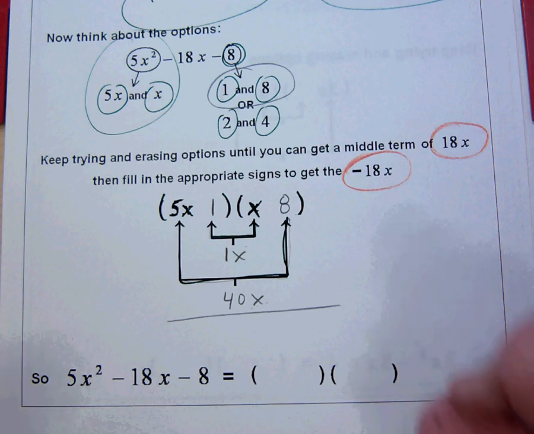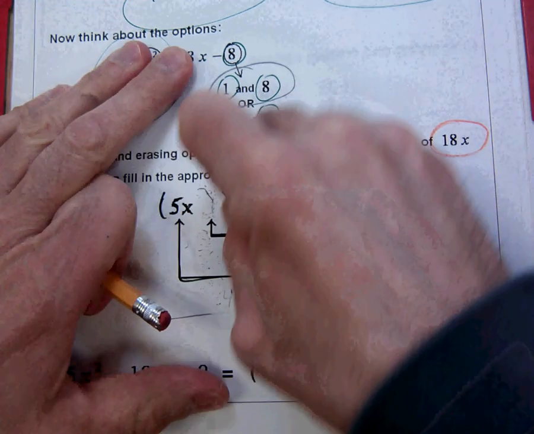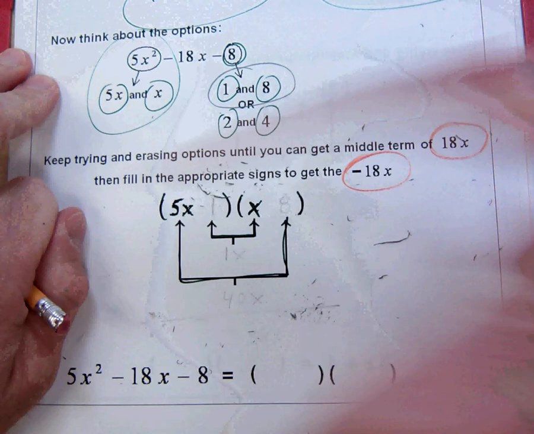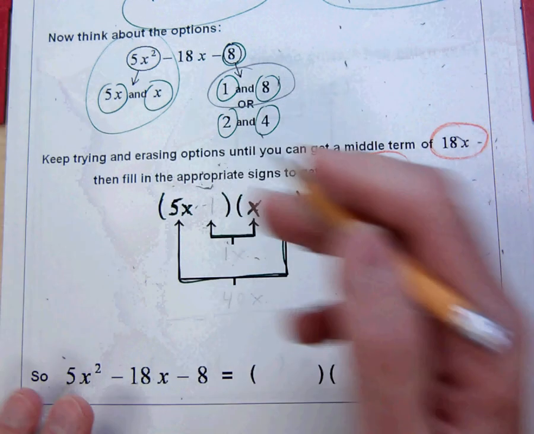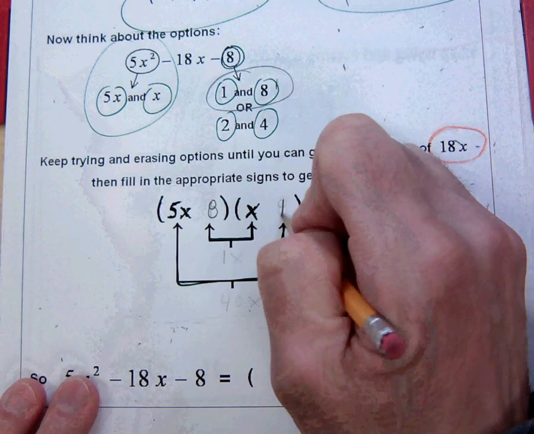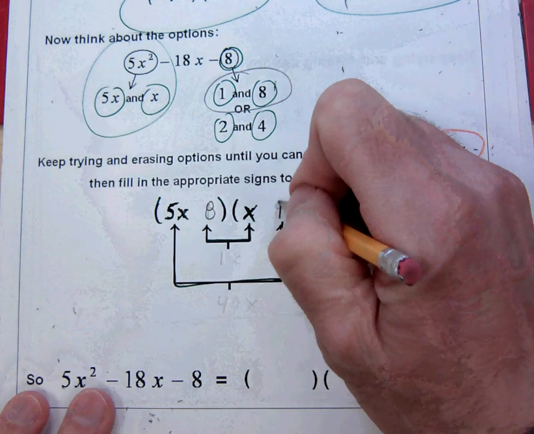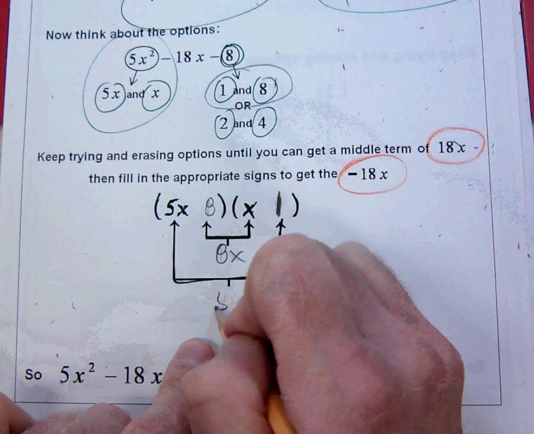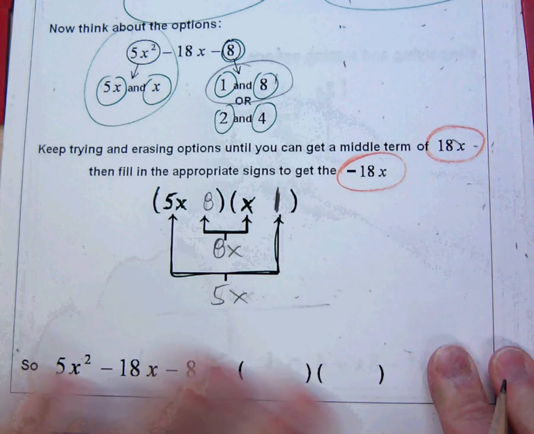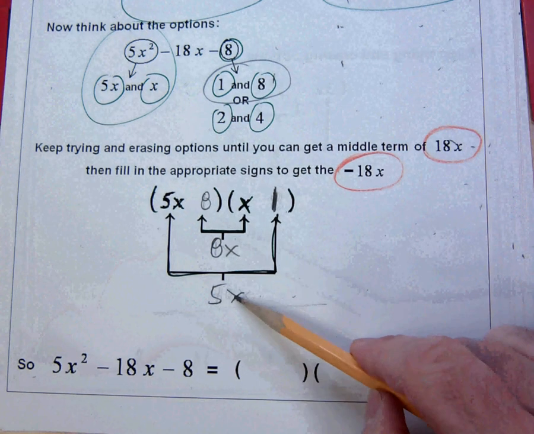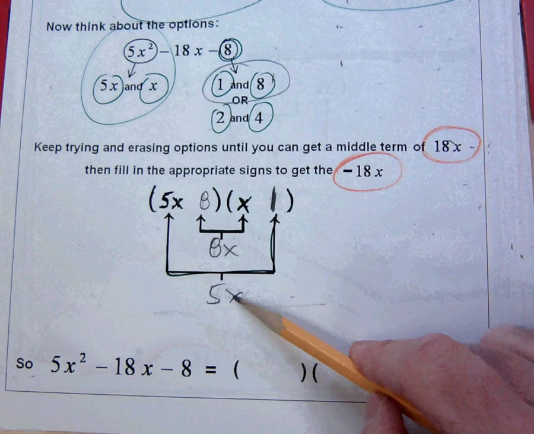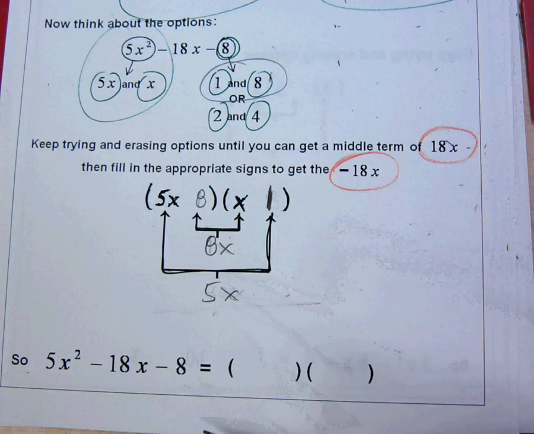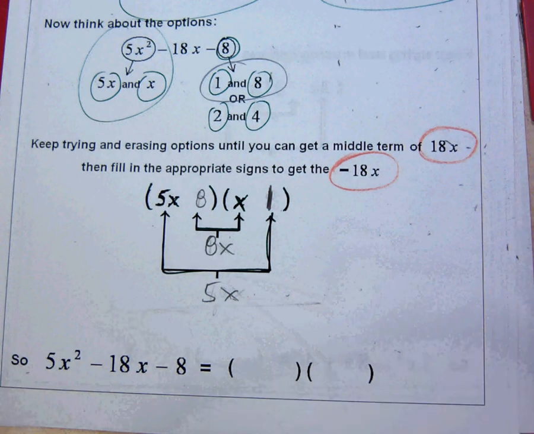All right, so I want you to erase everything that was in pencil there. Okay, I put the 1 first and the 8 second. Now I'm going to switch them. I'm going to put the 8 now and the 1. So let's switch them. What do I get now? 8x in the middle. And what about the outers of 5x? All right, now you're going to add or subtract those to try and get the middle term. If I add them, what are they going to give me? 13x. Do I want a 13x in the middle term? No. What if I subtract them? I'm going to get a what? 3x. Do I want a 3x in the middle term? No. Okay, so the 1 and the 8 don't work.